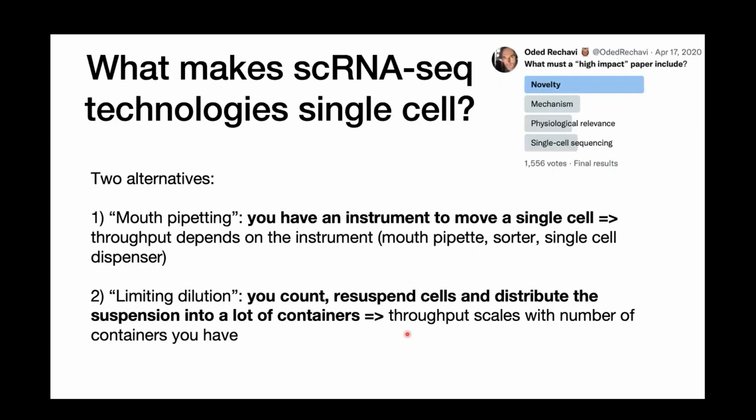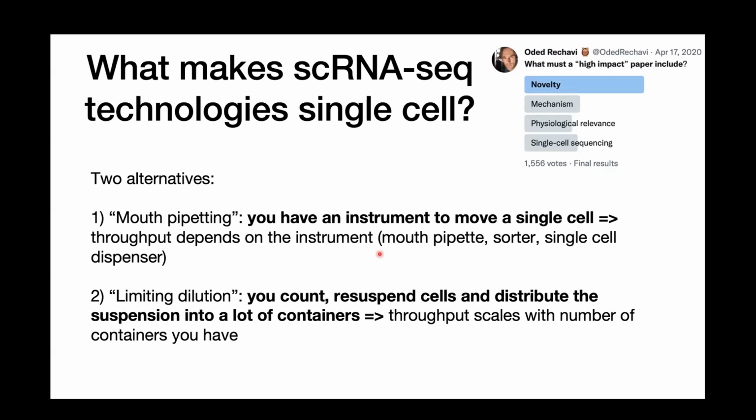So I will give you our solution. But before that, let's think about what makes single cell RNA-seq technology single cell. Single cell RNA-seq is, of course, a revolution in biology. It's used everywhere now. But how does it really work? There are just two principal solutions.